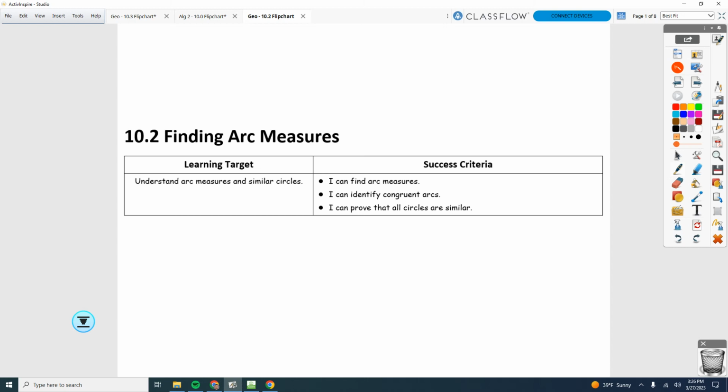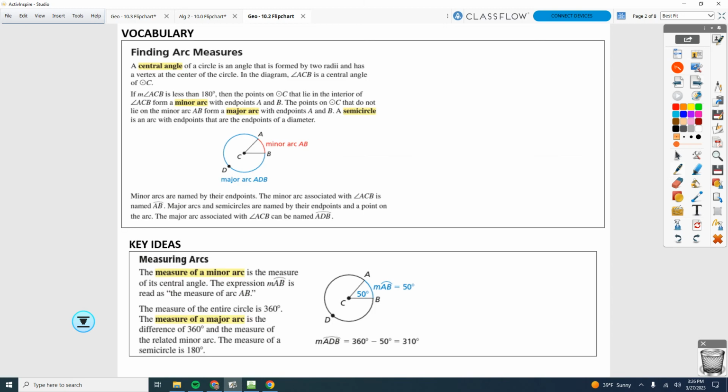Section 10.2 is finding arc measurements. A couple of different things here, a couple of vocab type things. A central angle is when you have two radii that go from the center of the circle to the outside. I kind of think of it as a slice of a pizza. That is called a central angle in between those two radii.